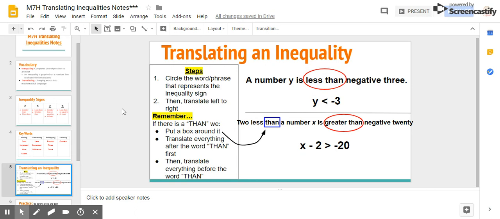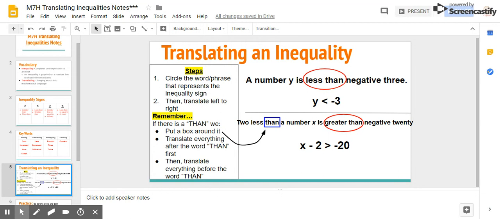How do we translate an inequality? So there's 2 different ways. So let's try the first way first. Step 1, circle the word or the phrase that represents the inequality sign. So you can see in this first example, they circled the words less than, because less than is what is telling you what your symbol is going to be. Second, translate left to right. So a number y is less than -3. That translates to y, less than symbol, -3. Okay, that's the more simple way.